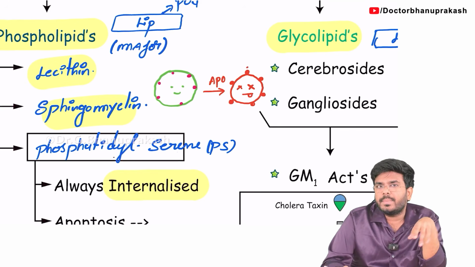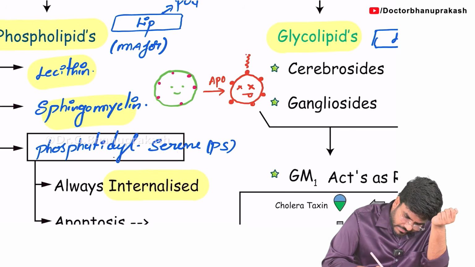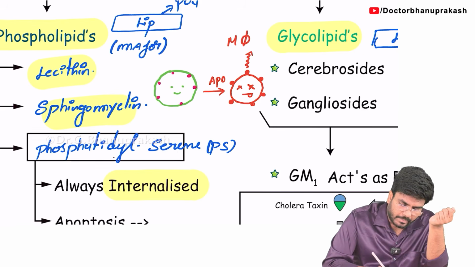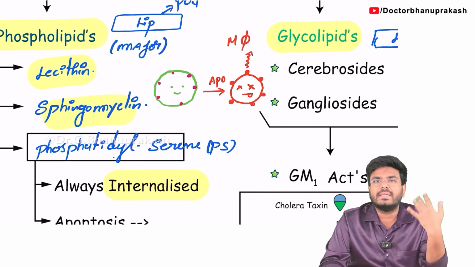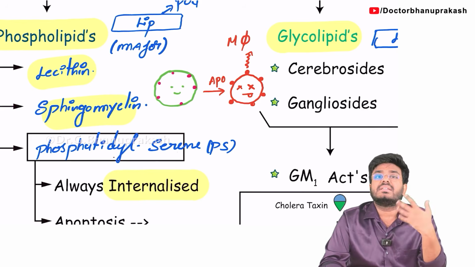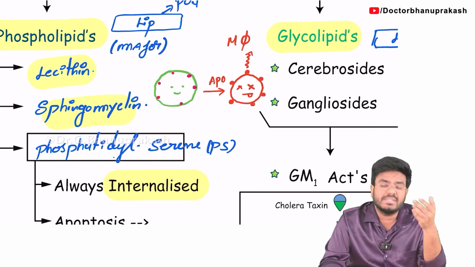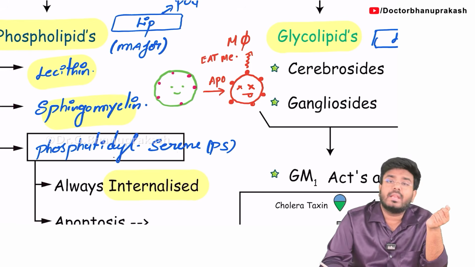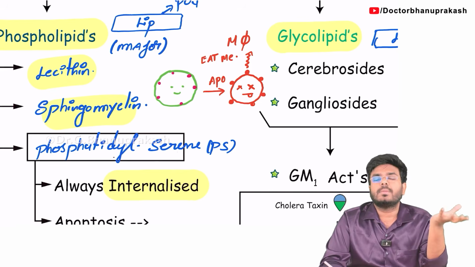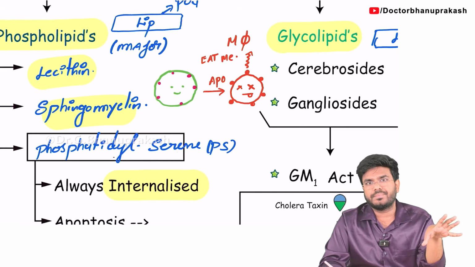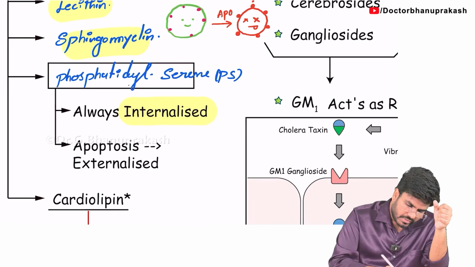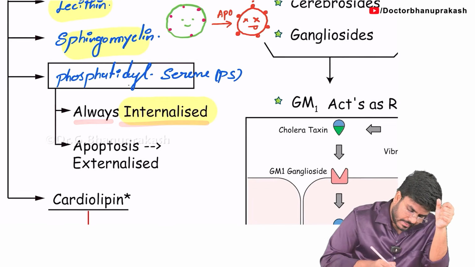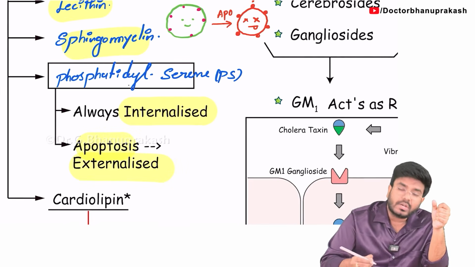So why is it flipping outside? It is giving a signal to the macrophages. It's saying, macrophage, I am dying, you come and clear me, you come and eat me. So the dying cell is giving an eat me signal with the help of phosphatidyl serine to the macrophages, so that the macrophages will come and clear these apoptotic bodies. Phosphatidyl serine is always internalized in healthy cells, but it gets externalized in cells undergoing apoptosis.